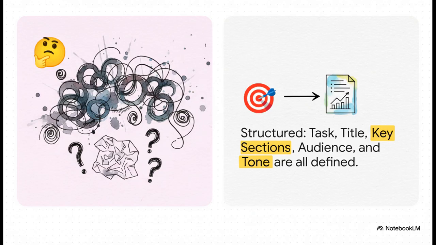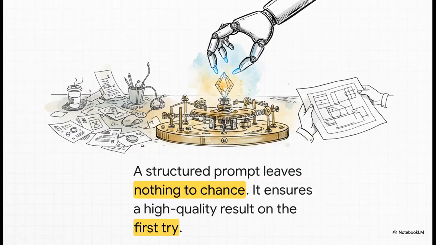The structured prompt is a clear plan. It defines the task, the specific key sections it needs, who the audience is, and even the tone. The AI isn't guessing anymore. It's executing a blueprint. And that is the real payoff, right there. Getting a high-quality result on the very first try saves you hours of editing and reprompting. It really turns the AI from a creative but kind of unpredictable intern into a reliable senior analyst.